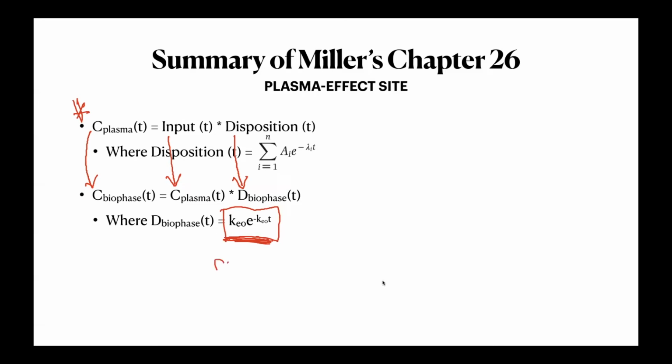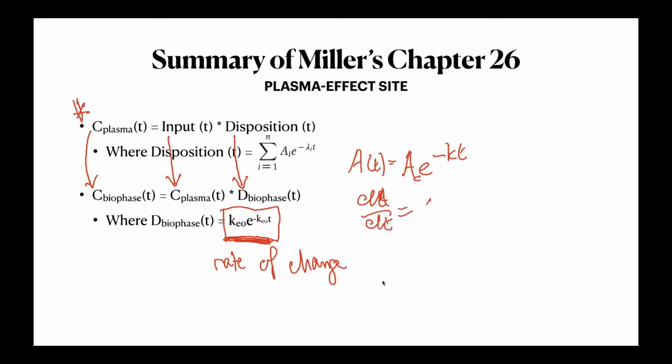If you note the elimination rate constant here, this describes the rate of change. Remember that when we talk about an exponential function, it's a constant, Euler's constant, to the exponent of negative rate constant times time. So this is A with respect to T equals A0 times e to the minus KT. And if you want to find the rate of change, dA with respect to time, it's minus KE minus KT. And that is the rate of change.